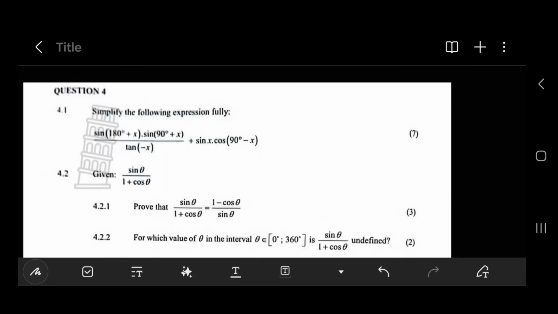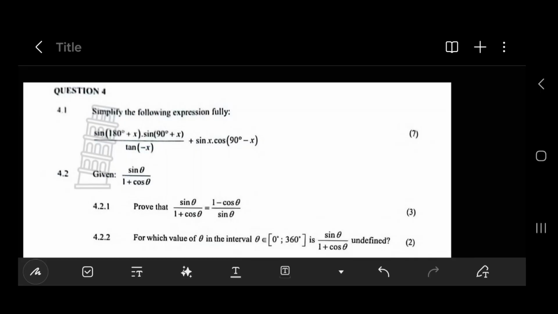Now we're on to question 4, and 4.1 says simplify the following expression fully. So here's what we have, and just by looking at it, we notice that we're given reduction formula. So we've got sine of 180 plus x times sine of 90 plus x. We also have negative angle, so tan of minus x. And on the right hand side, reduction formula as well. This is for 7 marks.